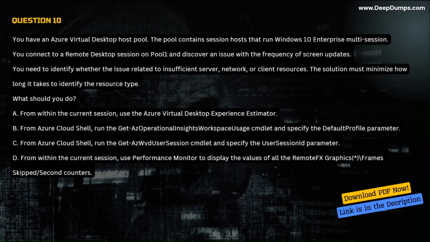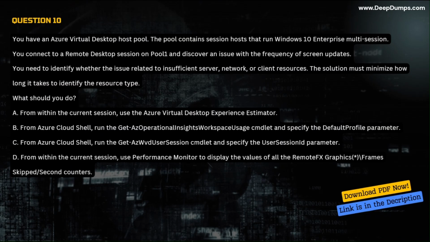Question 10. You have an Azure Virtual Desktop host pool. The pool contains session hosts that run Windows 10 Enterprise multi-session. You connect to a remote desktop session on Pool1 and discover an issue with the frequency of screen updates. You need to identify whether the issue is related to insufficient server, network, or client resources. The solution must minimize how long it takes to identify the resource type. What should you do? A. From within the current session, use the Azure Virtual Desktop Experience Estimator.